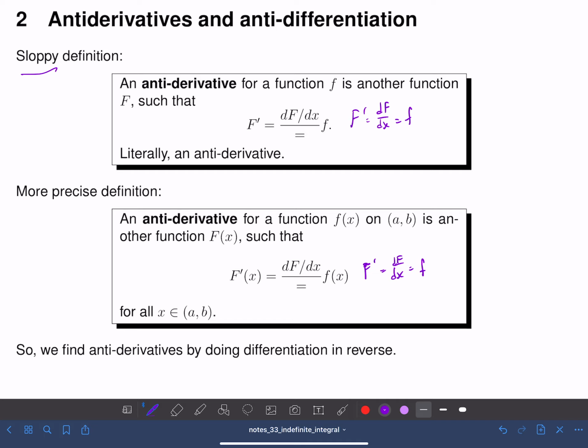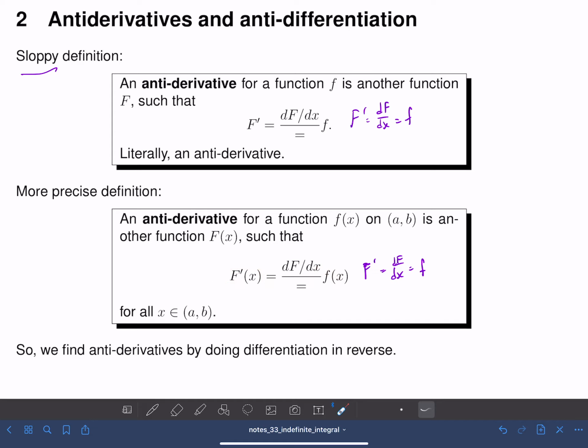I gave it a look over. I don't know how I missed that. Okay, the more precise definition for antiderivative allows us to say it's an antiderivative for f on a, b. It's just a function, capital F, such that F prime is equal to f.